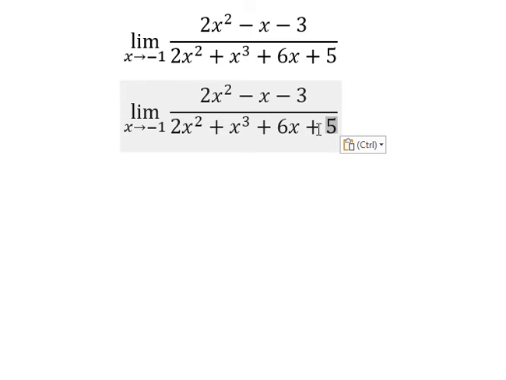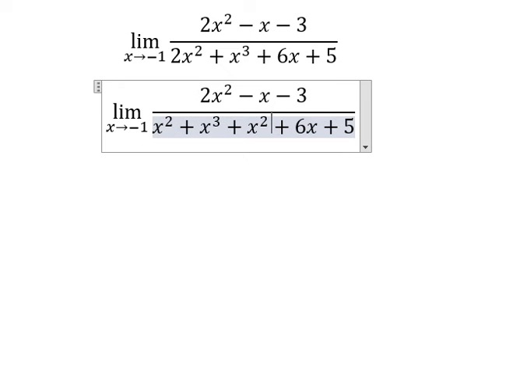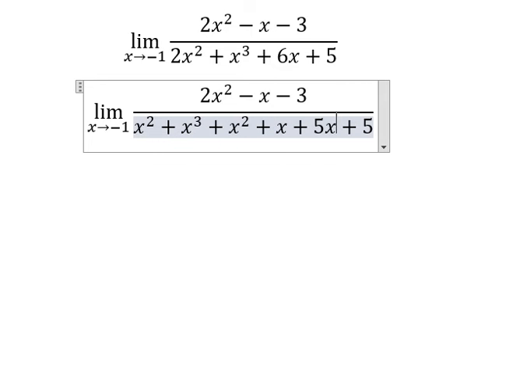We need to do factorization of this one. So about this one, I will put x squared and x squared in here. About this one, number 6x, I will put into x and 5x.